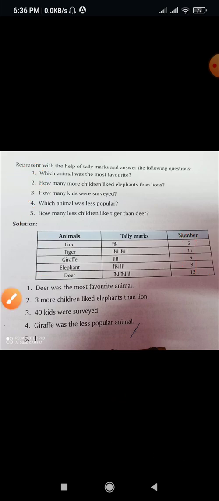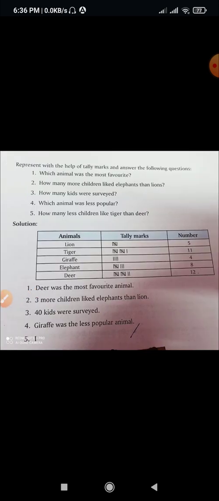So students, in this way you can draw the pictograph and you can mark the tally marks and you can write the number over here and you can give the answers to the following given questions. Listen to the video carefully and try to do it yourself.